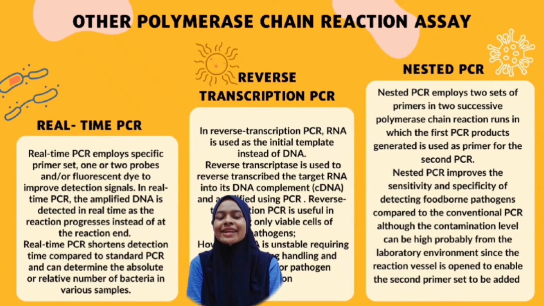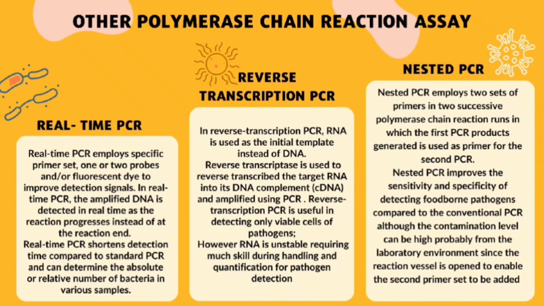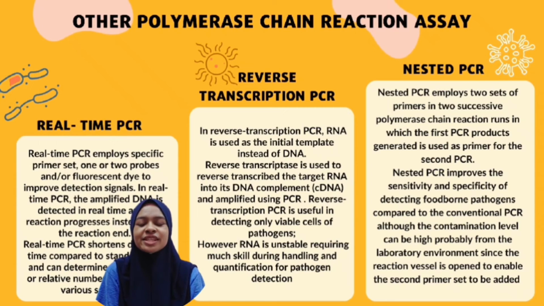Other PCR that can be used is real-time PCR. Real-time PCR employs a specific primer set and one or two probes to improve detection signals. In real-time PCR, the amplified DNA is detected in real time as the reaction progresses instead of at the reaction end. Real-time PCR shortens detection time compared to standard PCR and can determine the absolute or relative number of bacteria in various samples. Next is reverse transcription PCR.